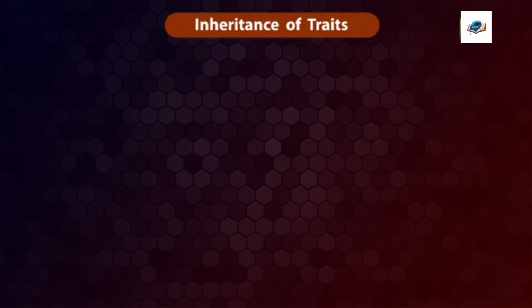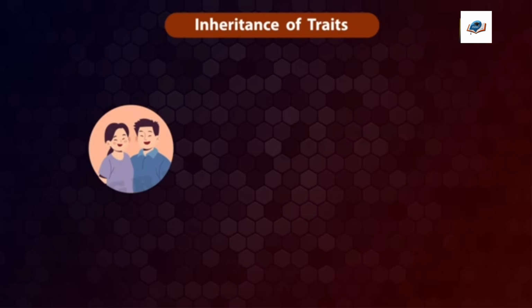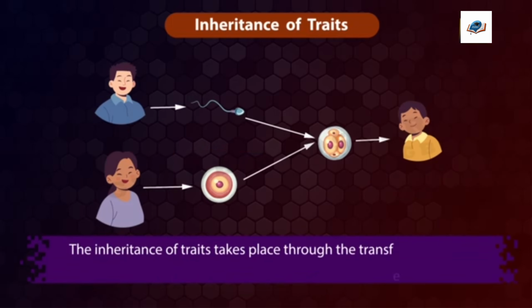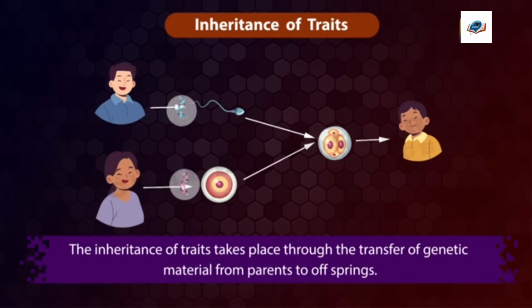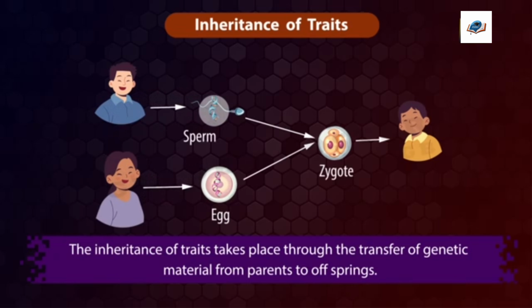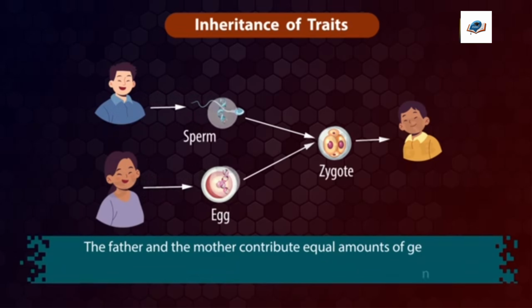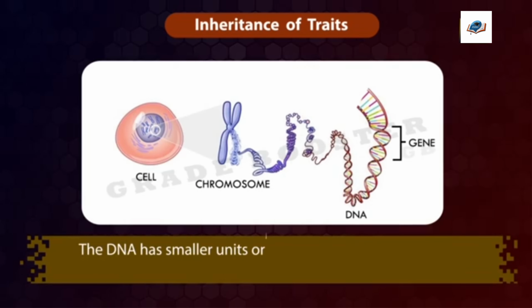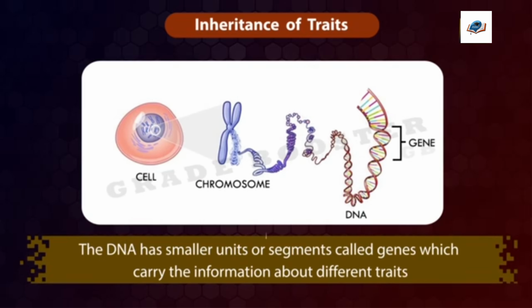Rules for the inheritance of traits. Now let us understand how the traits pass from generation to generation. The inheritance of traits takes place through the transfer of genetic material from parents to offsprings. The father and the mother contribute equal amounts of genetic material or DNA to the child during the process of reproduction. The DNA has smaller units or segments called genes which carry the information about different traits.